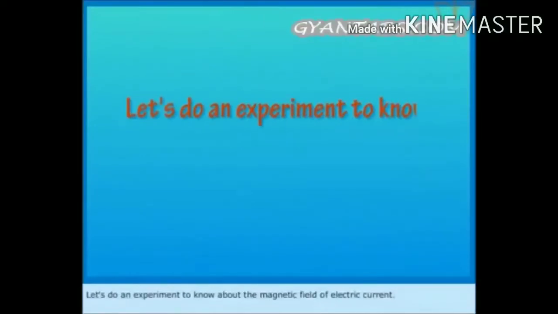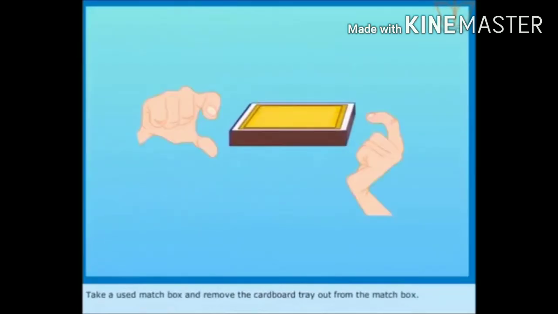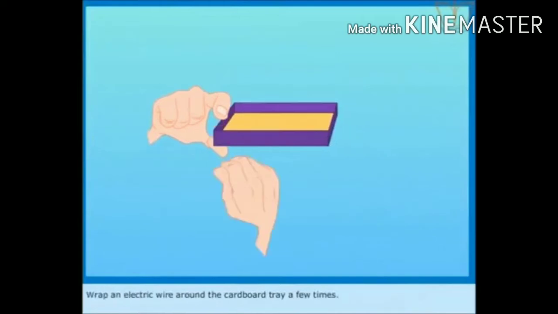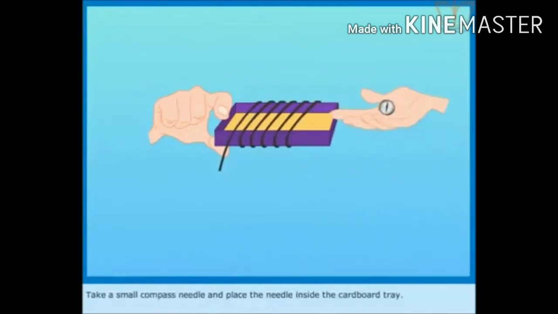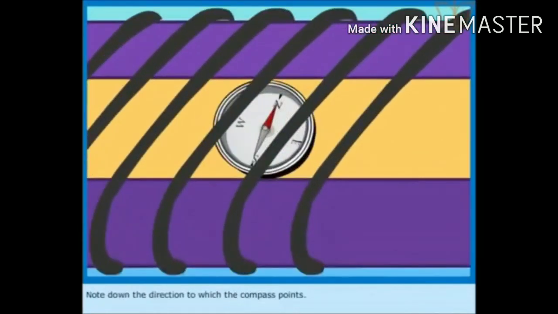Let's do an experiment to know about the magnetic field of electric current. Take a used matchbox and remove the cardboard tray from the matchbox. Wrap an electric wire around the cardboard tray a few times. Take a small compass needle and place the needle inside the cardboard tray. Connect the circuit as shown in the diagram. Note down the direction to which the compass points.